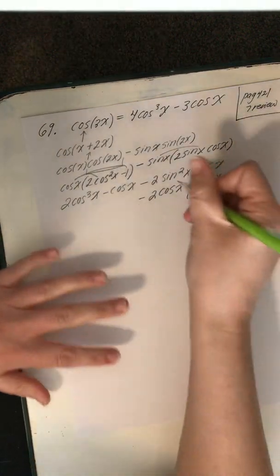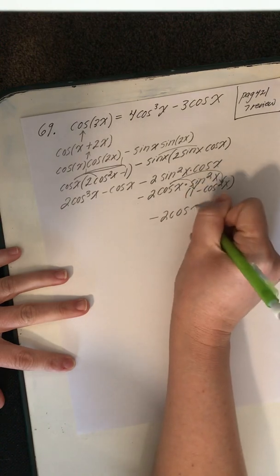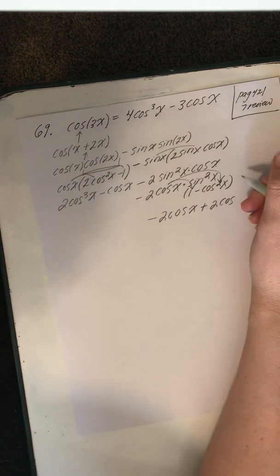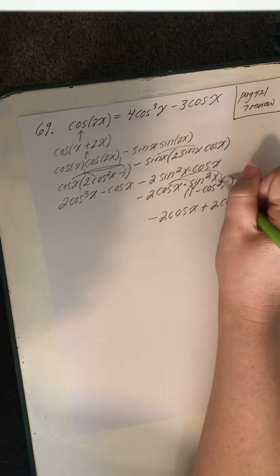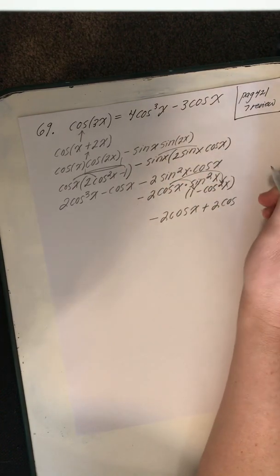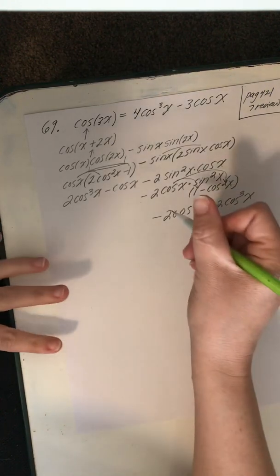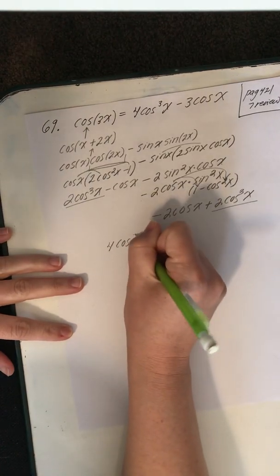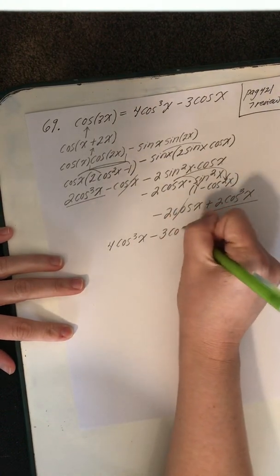So now from here, we'll distribute this in, giving me minus 2 cosine of x plus, because a minus times a minus is a plus, 2 cosine cubed of x. So now when we combine like terms, there we go. Combining like terms here, we have 2 cosine cubed of x plus 2 cosine cubed of x, which is 4 cosine cubed of x. Minus 1 cosine of x minus 2 cosine x is minus 3 cosine of x.